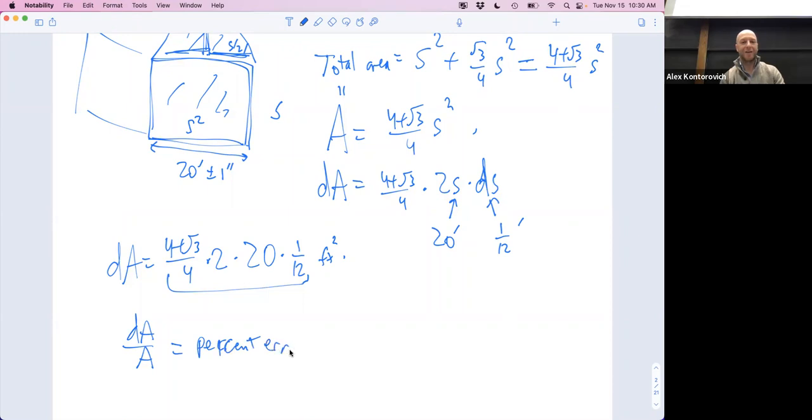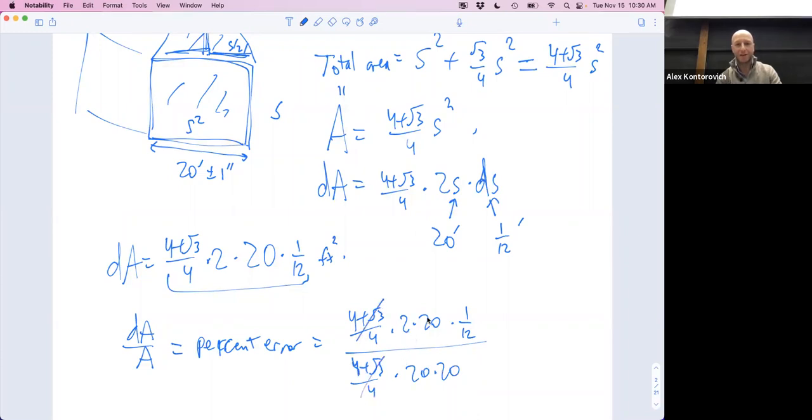How big is the error as a fraction of the area? Error and area are two very similar sounding words. How big is the error in the measurement of area relative to the size of the area itself? That would be the ratio of this thing, 4 plus root 3 over 4 times 2 times 20 times 1/12, divided by the actual area, which is 4 plus root 3 over 4, that same constant, times 20 squared. I've written it out like this because I see a lot of things are going to cancel. And so now I can actually work this out.